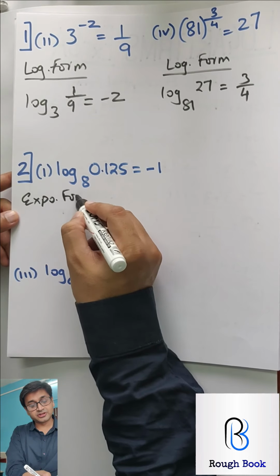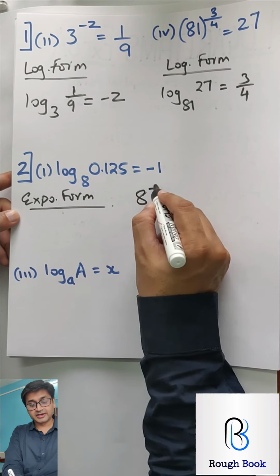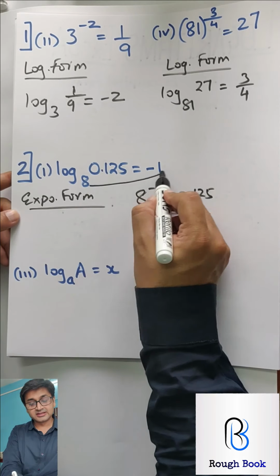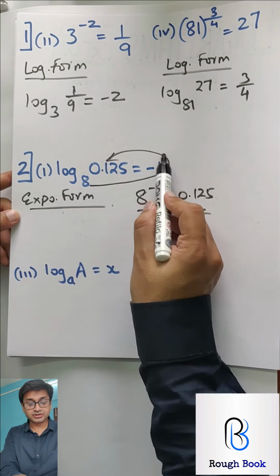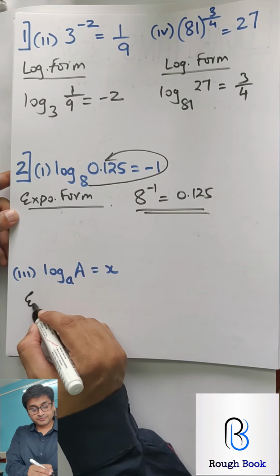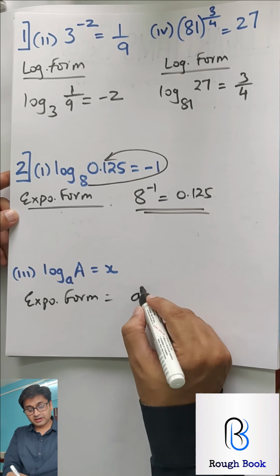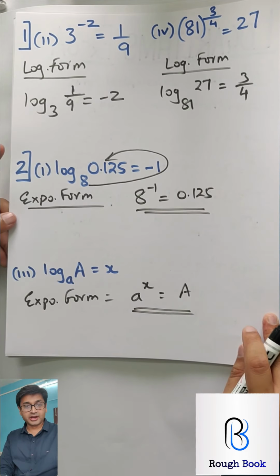Convert this logarithmic form into exponential form. So come on, exponential form everybody. It's simple. 8 raised to minus 1 equals to 0.125. The cycle is this way. Remember, that's the current. It starts from here, goes here, and then comes back. Boomerang. Are you getting it? Come on, one more. Pause the video, try it. Exponential form. A raised to x equals to capital A. Simple. Are you getting it?